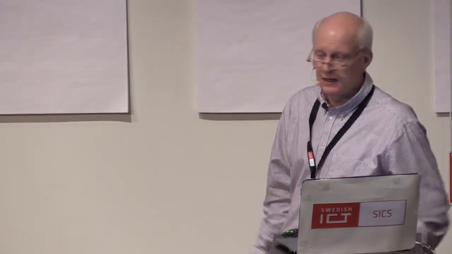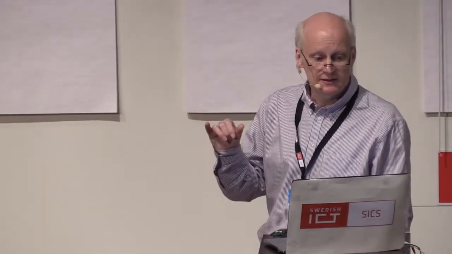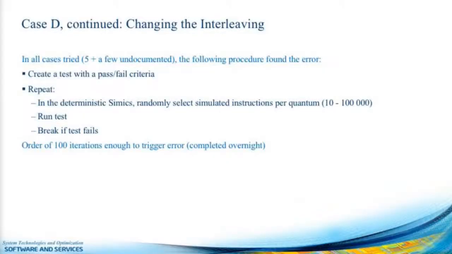And that test has to cover the problem you're seeing, right? Then you set up a batch run. What you repeat is, in deterministic Simics, you randomly select how many instructions you want to run, which we usually refer to as a quantum. We chose to randomly do something between 10 and 100,000. This is a research field in its own: how do you select that to become efficient? We didn't have to care about that, because we could get away with just doing random, run the test. If the test failed, we were done. That meant we've found an interleaving that triggers the problem.